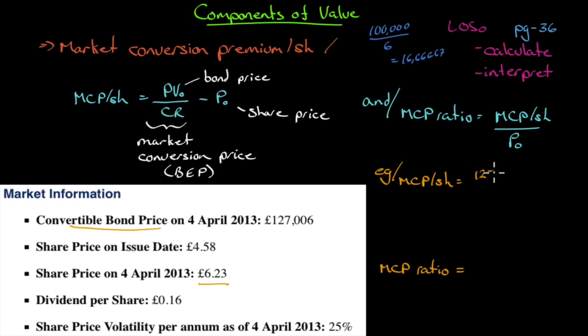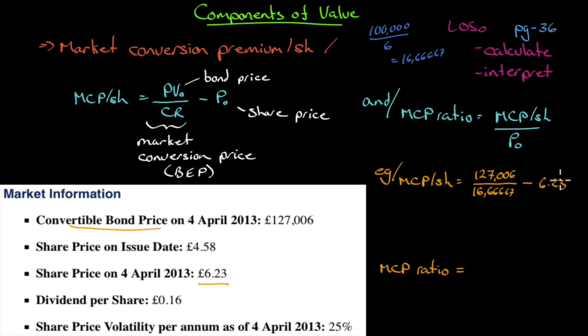So there's our numerator, 127,006. And that could be a different price tomorrow, and it could have been a different price the day before. The thing is, this is a market price that's market driven and changes on a daily basis. Divided by our conversion ratio, which is fixed, 16,666.67, minus our current share price, which we're told is 623.